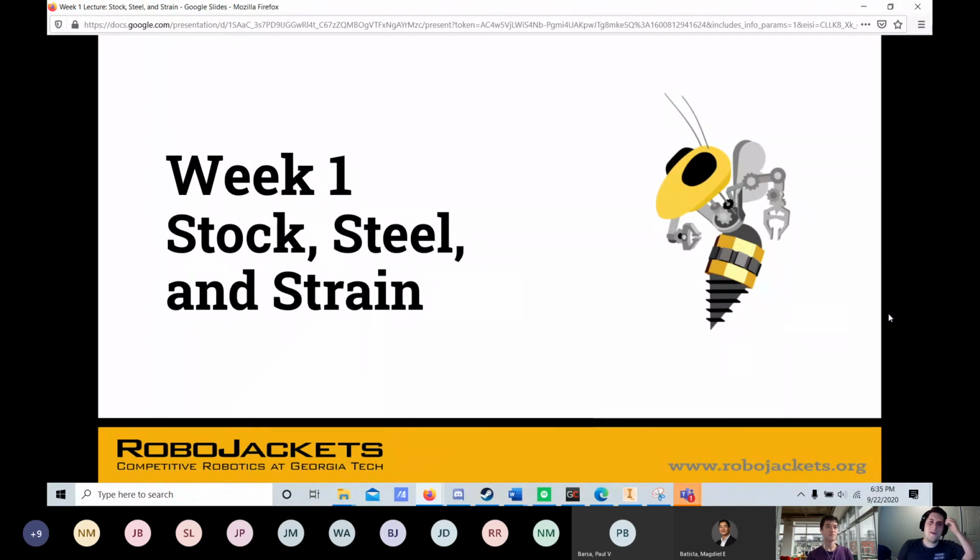Today we're going to be talking about one of my favorite topics, which is some materials science stuff, so you guys understand how to choose stock and materials to actually use in RoboJackets and anything that you design. So, stock, steel, and strain, as the name implies.